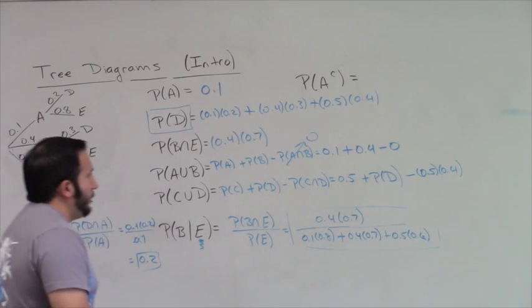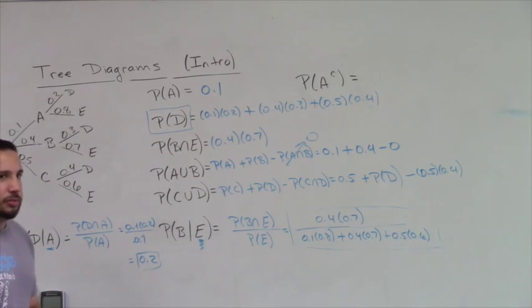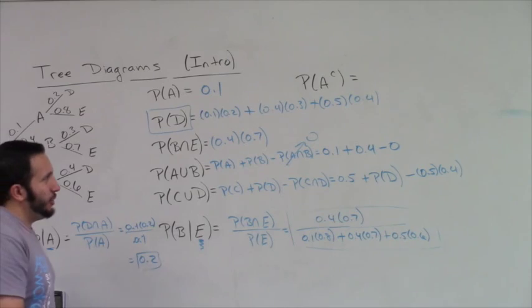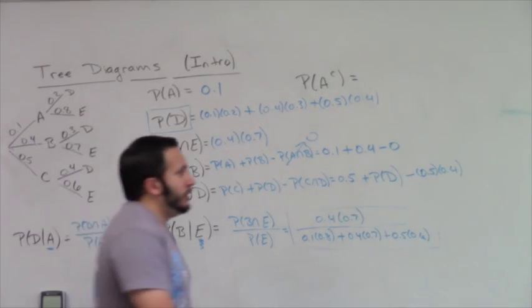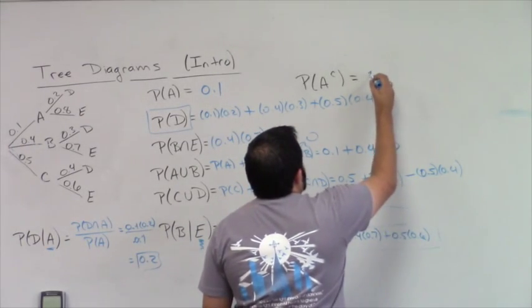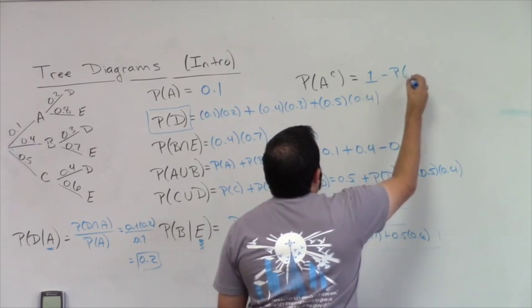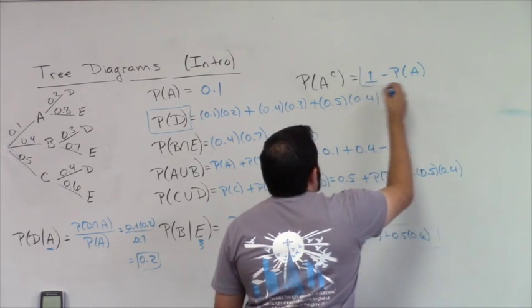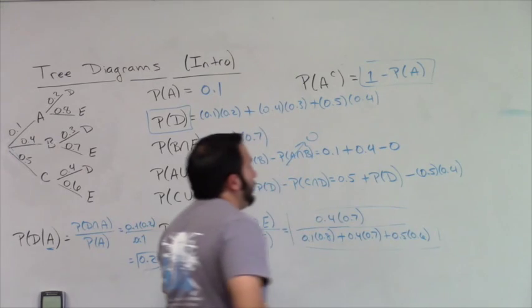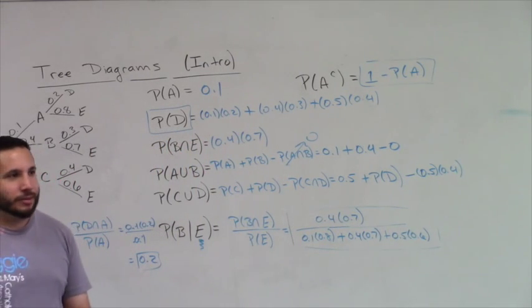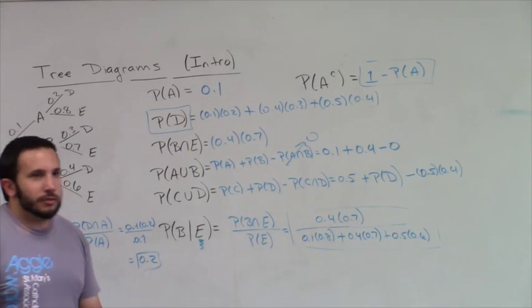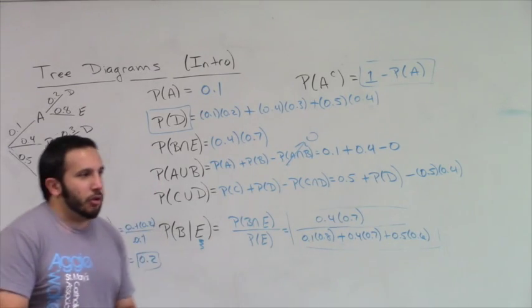Okay? And for our last one, let's just say you want to do the probability of A complement. Heck, the probability of anything complement. What I would do with these is just do 1 minus the probability of A. Honestly, that's all I would do. For all of these complements, the probability of E complement, that's 1 minus the probability of E. And so forth. That's how you're going to attack all of these.